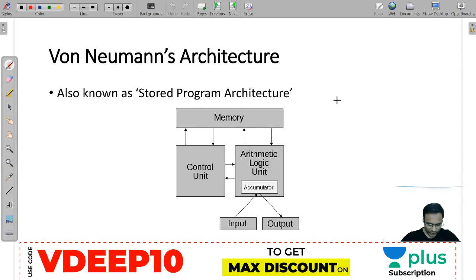Yes, he did not invent any specific IO device. He has just given the architecture. The architecture was so good that we are still using it. He has not given any implementation. He has just given the idea.